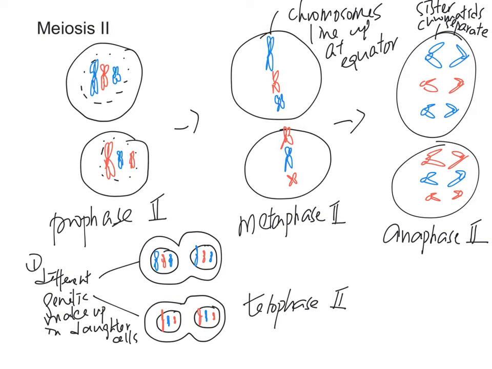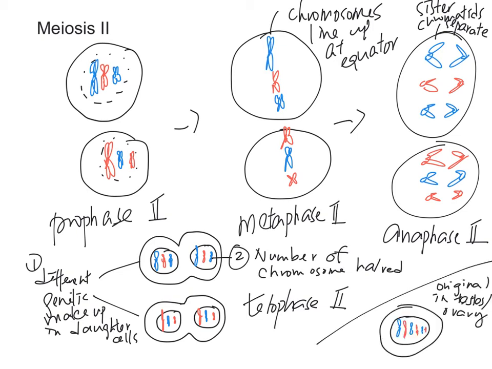Also, you will see that the number of chromosomes in the daughter cells is half of the original. If you still remember, in the original cell in the testis or in the ovary, there are 6 chromosomes, or 3 pairs. But now after meiosis 2, there are only 3 in each nucleus.